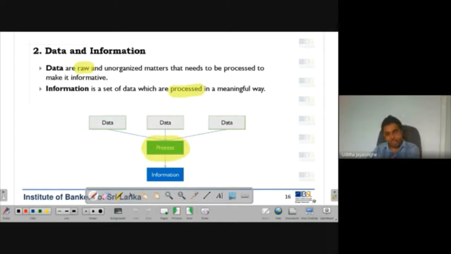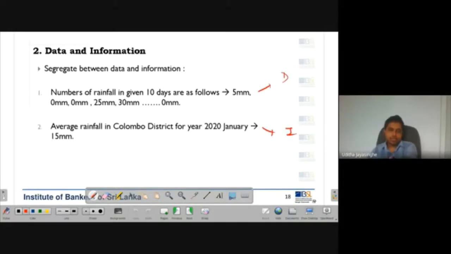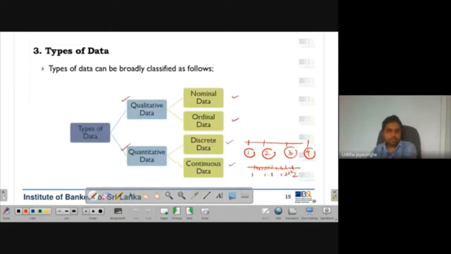Then we came to the idea of what is data and information. We all know data is merely raw, unorganized matter. Then we process them, and finally, it can be information. So statistics, data and statistical data are nothing much. These are some definitions which we discussed during the last week. And then we did some exercises to try to segregate between data and information. And then we came here.